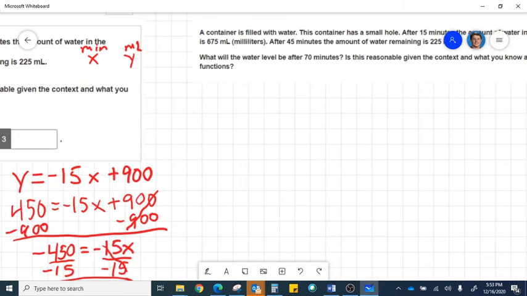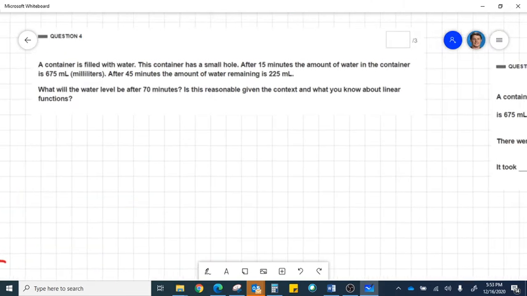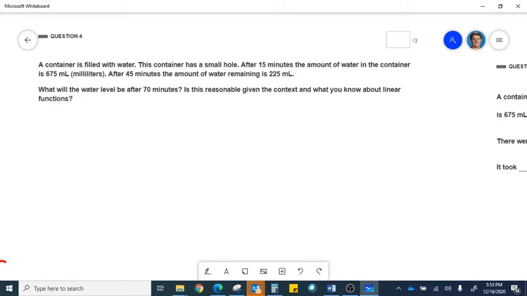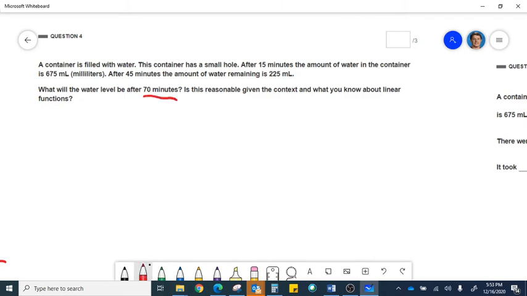Okay, now we're on problem number 4. Almost done here. So, what will the water level be after 70 minutes? That's my question. So remember, x is minutes, y is milliliters. So when x equals 70, what's my water level going to be?